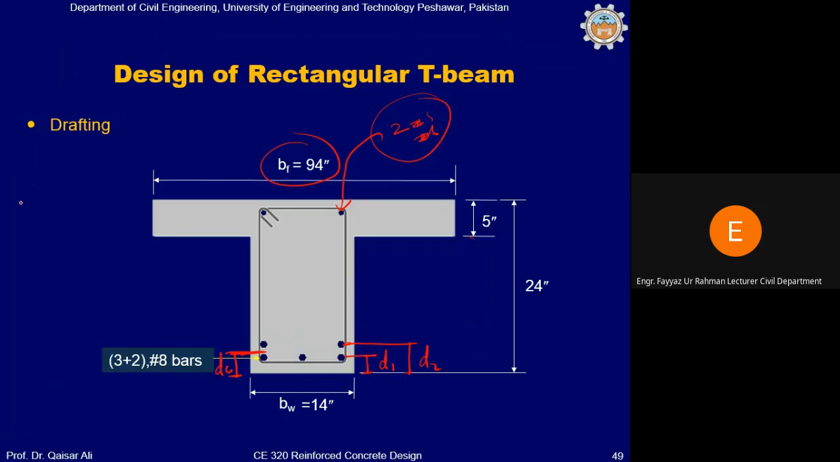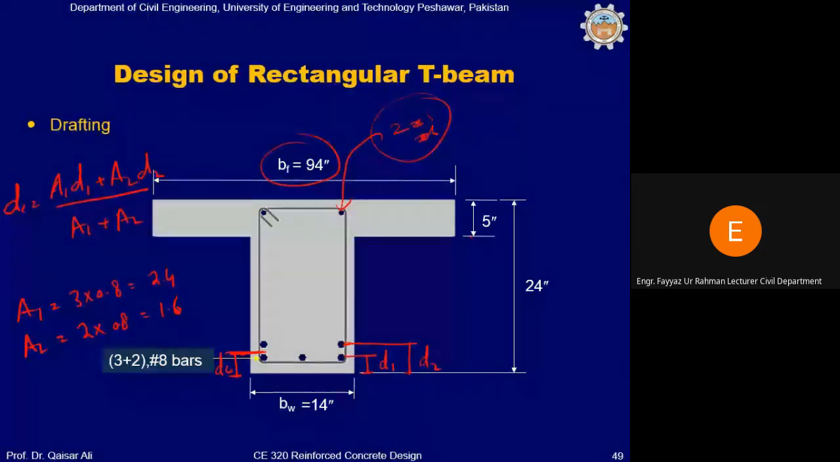Now you know that DC will be equal to A1 D1 plus A2 D2 divided by A1 plus A2. Now A1 is 3 number 8 bar, so 3 multiplied by 0.8, 2.4 inch square. A2 is 2 number 8 bar, so 2 multiplied by 0.8, it is 1.6 inch square. Okay, and what about the D1? D1 कोई बता सकता है?